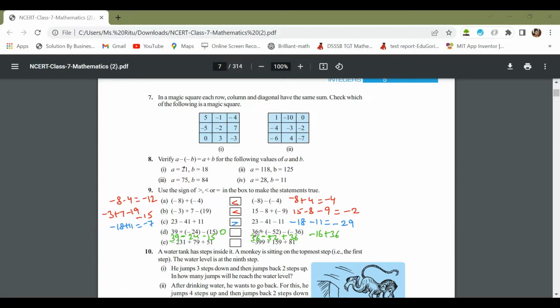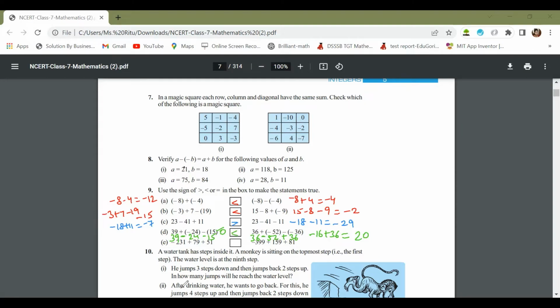Second way is add 36 and 36 and then subtract 52. So both the ways are correct. So now 36 minus 16 would be 20. So this is 0, this is 20. So 20 is greater. We put the symbol like this.